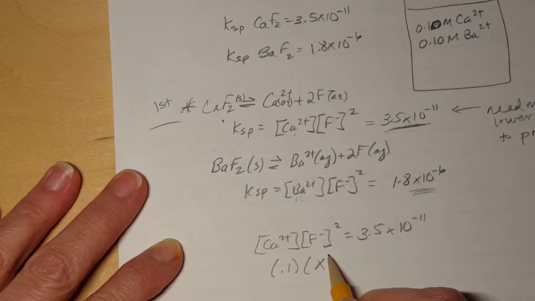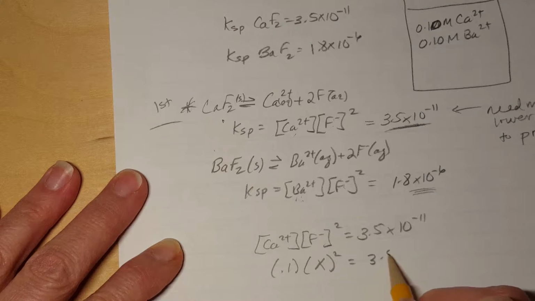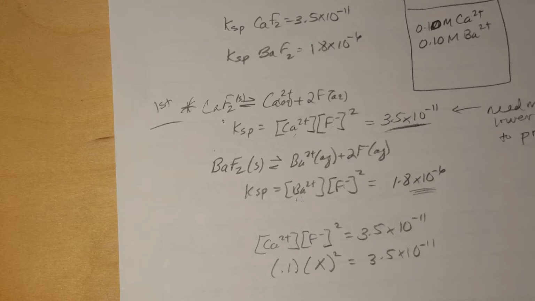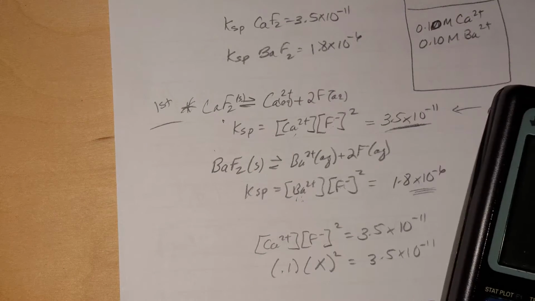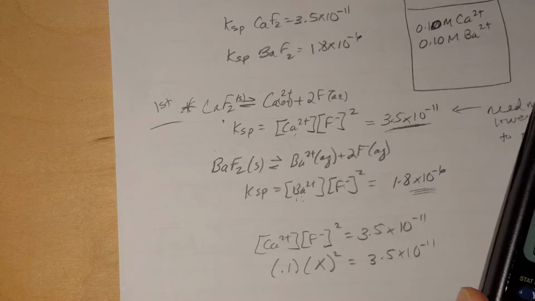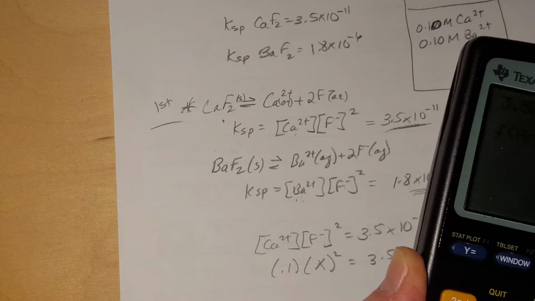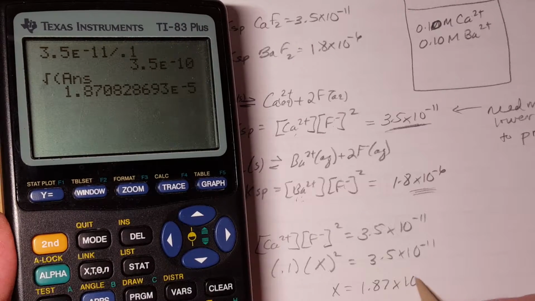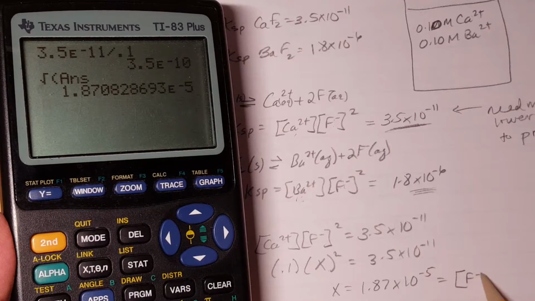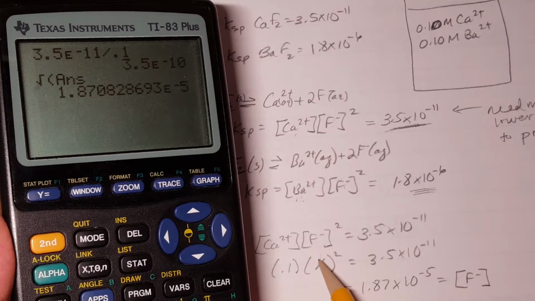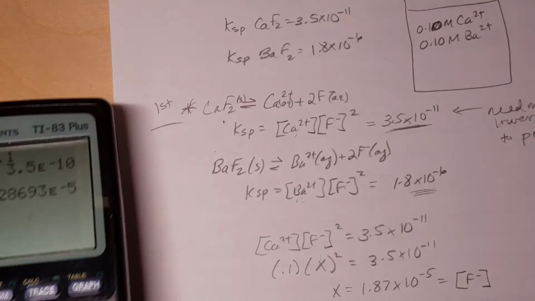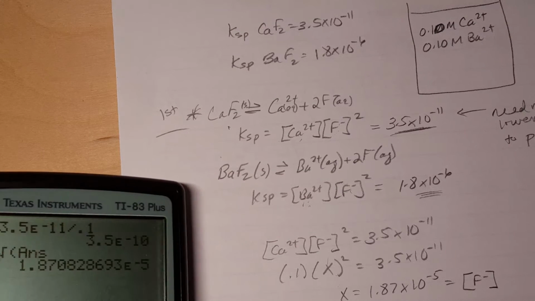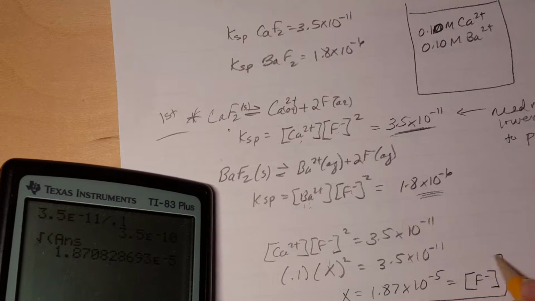So we have the fluoride squared, and then if we do that math, we're going to divide both sides by 0.1. So we'll say 3.5 times 10 to the minus 11, we're going to divide that by 0.1, and then we're going to square root that, and we get that x is equal to 1.87 times 10 to the minus 5, and that equals the concentration of fluoride ions, because that's what we put the x in for. And so the minimum concentration of fluoride necessary to initiate precipitation is this.